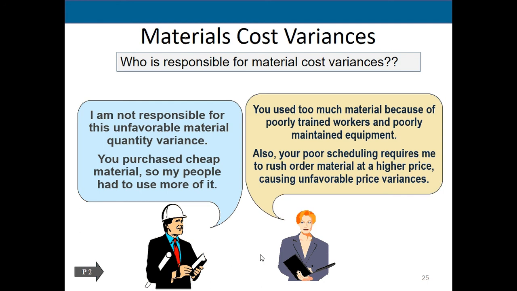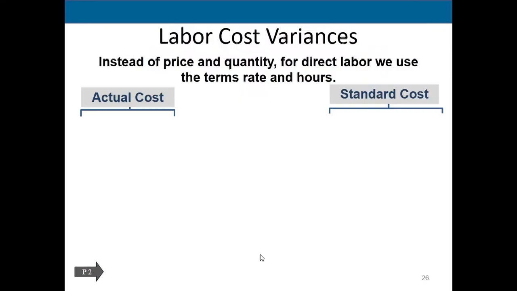And she says, oh, no, you use too much material because of poorly trained workers. You don't keep your stuff right. You're not taking care of things out there, and you don't even schedule correctly, so I had to rush order material at a higher price, causing unfavorable price variances. Who's right? I don't know. We need to investigate a little bit more, but this is what happens in these meetings. People start pointing the finger and blaming each other for what's going on, and it really can kind of become an issue. And the accountant is usually the one that tries to keep the peace between all of that. It becomes kind of interesting.